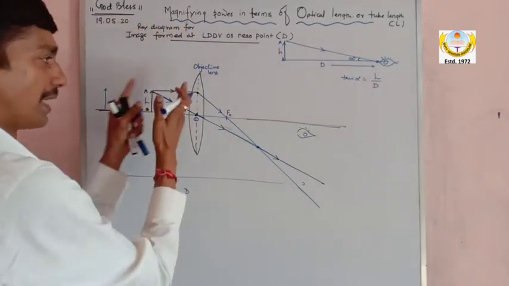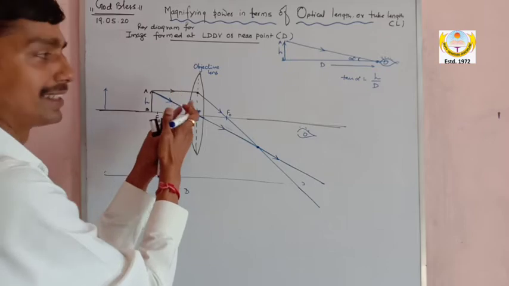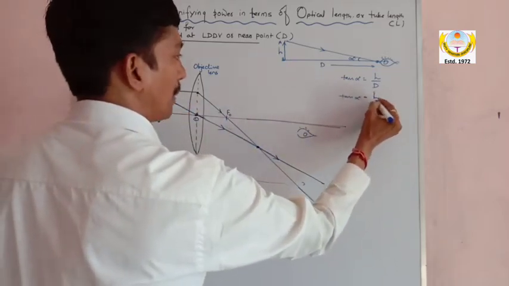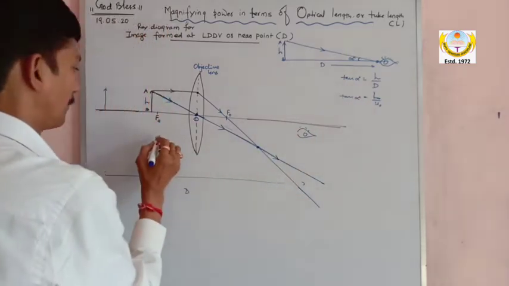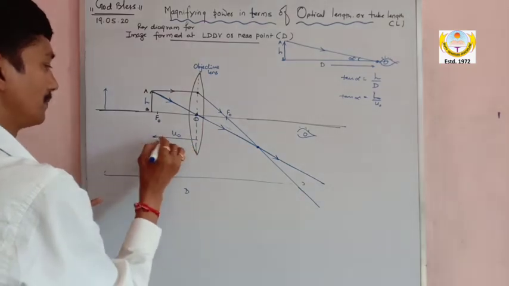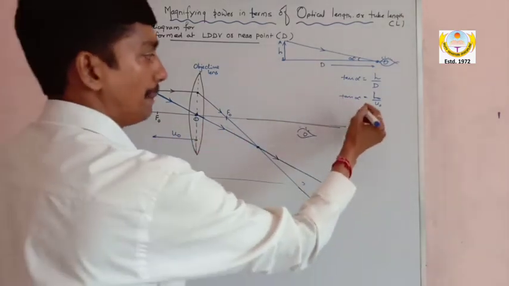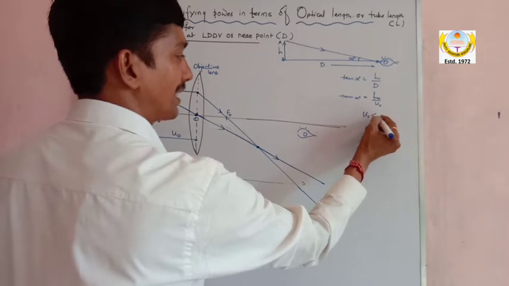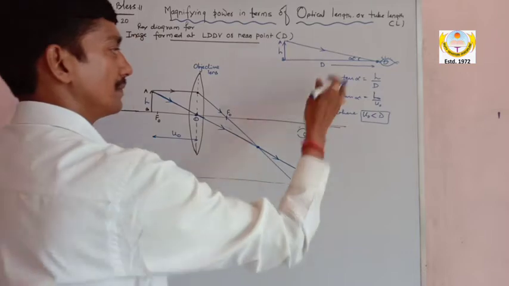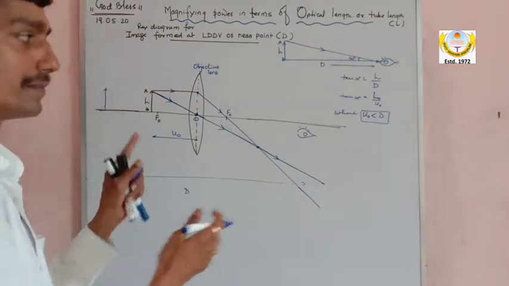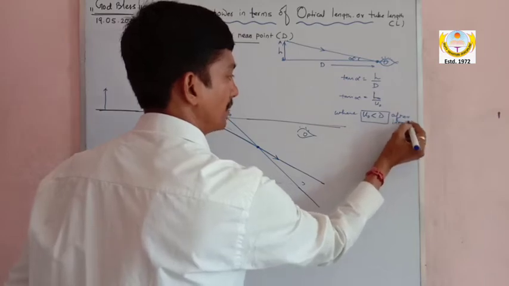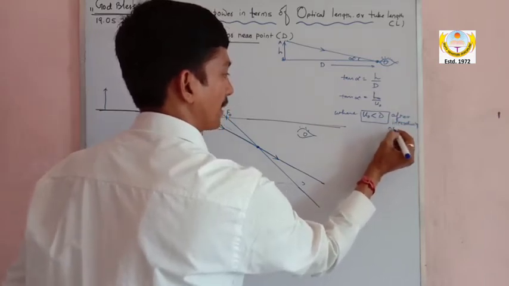But now as soon as I introduce the lens, objective lens, my dear, this tan alpha will become h by uo. If I see, this is taken as, say, uo. But believe me, my dear, this uo is less than d. This is after introducing objective lens.